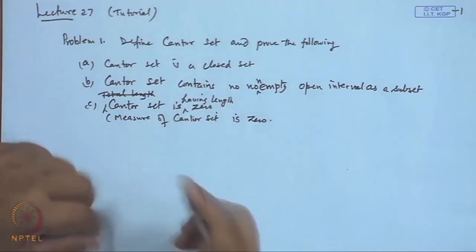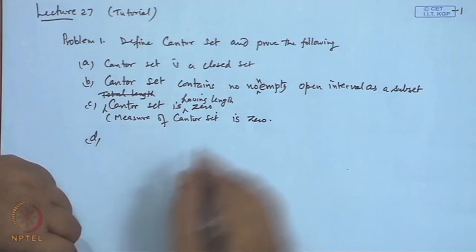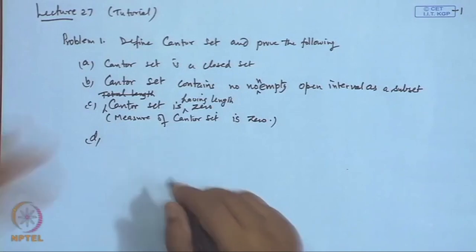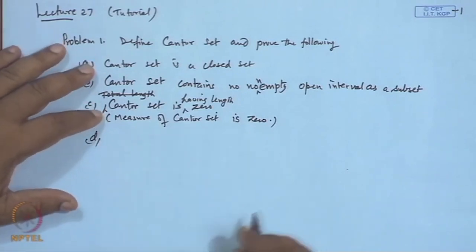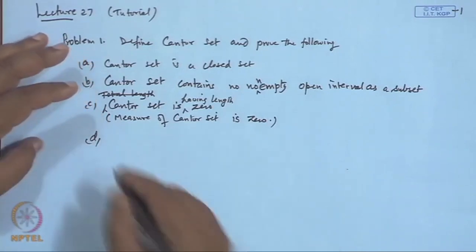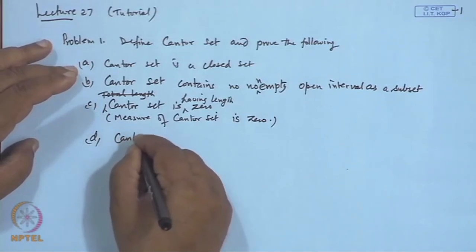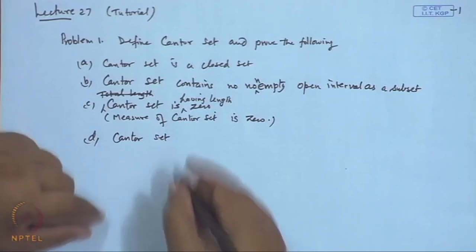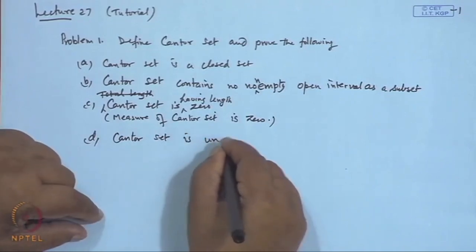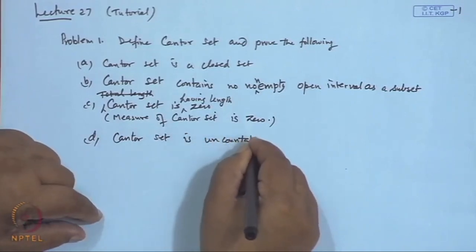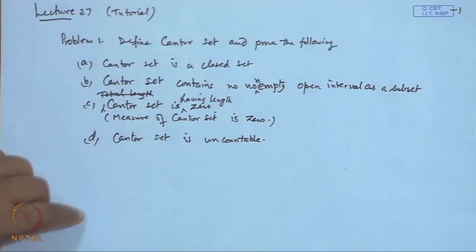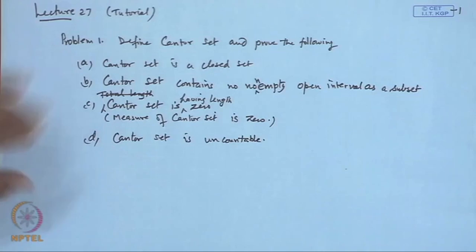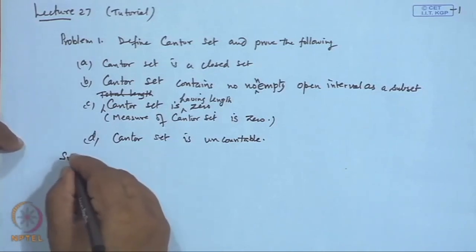Because we have not discussed measure, I wanted to avoid this term. And then the fourth one is that the Cantor set is an uncountable set. So, we want to establish these four things about the Cantor set. Let us see the solution.